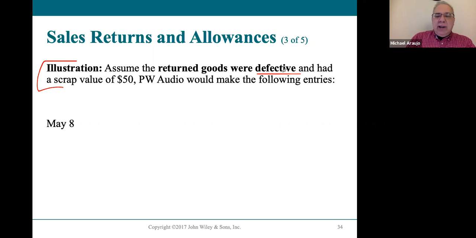So if you got a good that's defective, how would you deal with it? Usually stores would put some type of a scrap value on a defective good, a special value. I don't like to use 50. I'd rather use an odd number like 9 or 19 or something that sticks out to show that this particular return was defective. And that's a good reason to return something. If it was defective, of course, they can't sell it to anybody else.